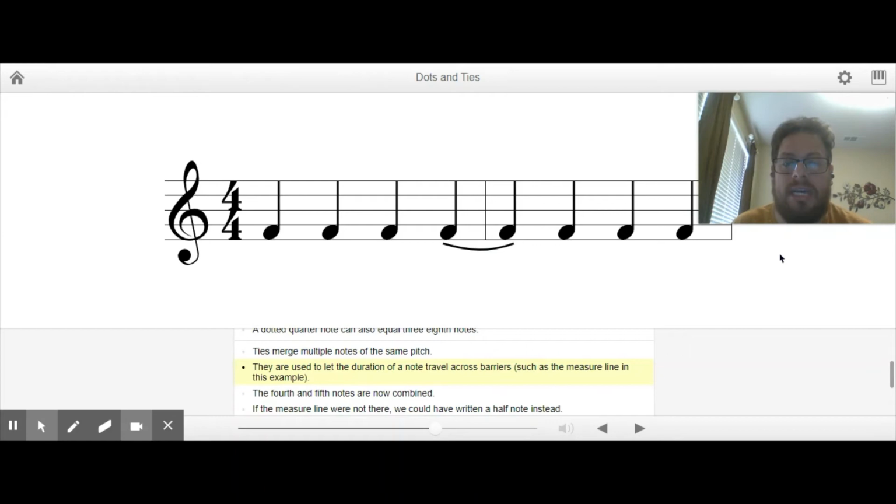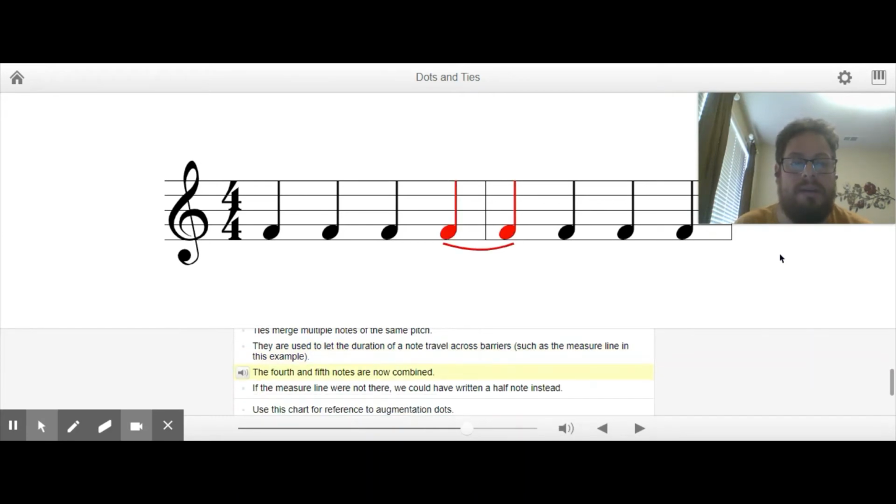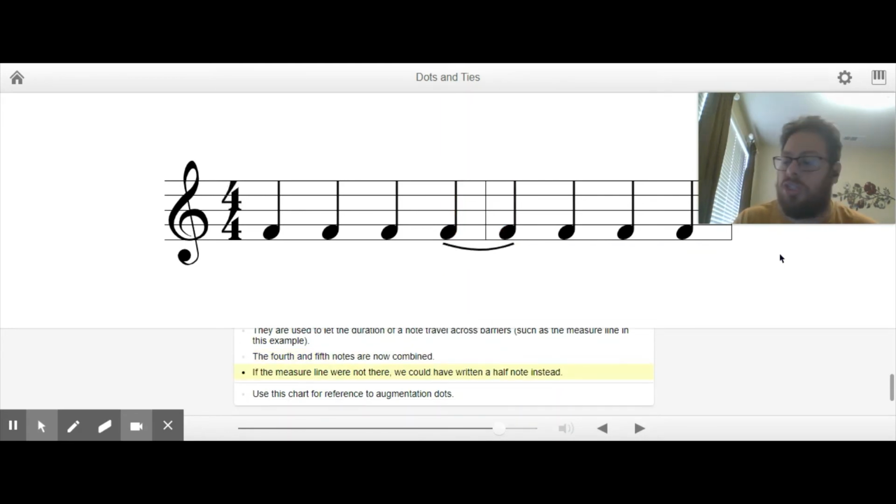If you see that tie, the fourth beat of that first measure is tied to the first beat of the second measure. If the measure line were not there, we would have to write a half note, but that measure line is there. So this example would sound something like this. You see I held out that beat 4 for 2 counts because it's tied. Again, we could just call it a half note, but that gets super confusing, so we just use a tie.